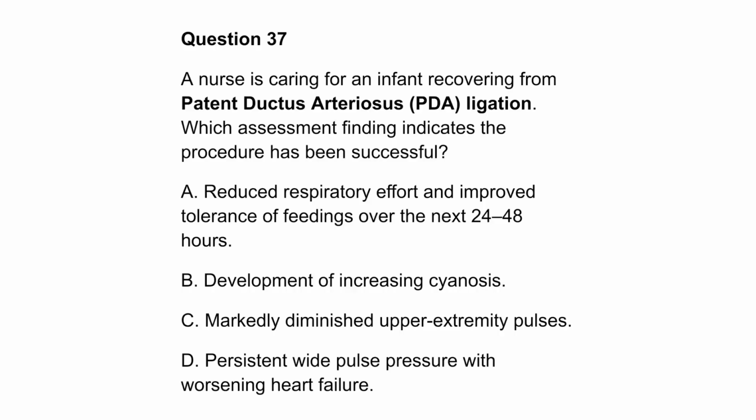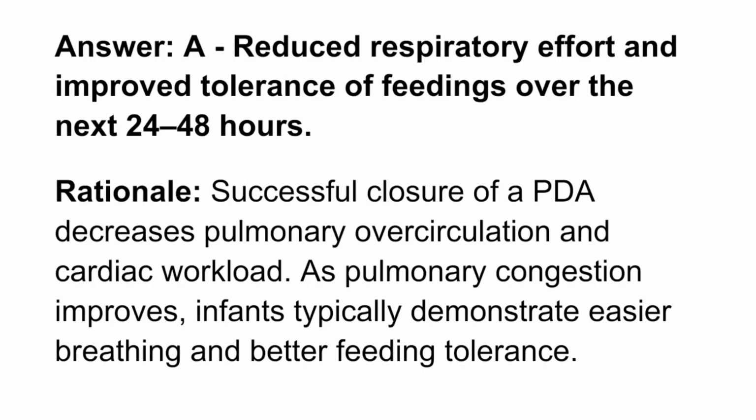C. Markedly diminished upper extremity pulses. D. Persistent wide pulse pressure with worsening heart failure. Answer: A. Reduced respiratory effort and improved tolerance of feedings over the next 24 to 48 hours. Rationale: successful closure of a PDA decreases pulmonary overcirculation and cardiac workload. As pulmonary congestion improves, infants typically demonstrate easier breathing and better feeding tolerance.